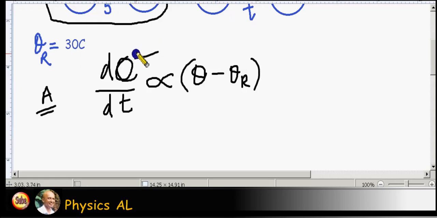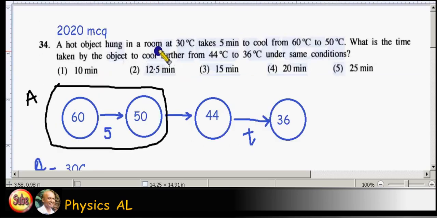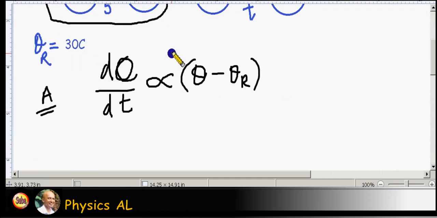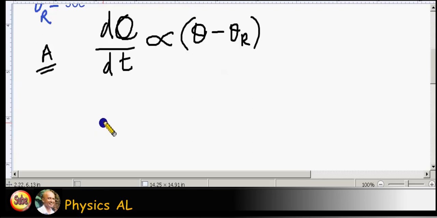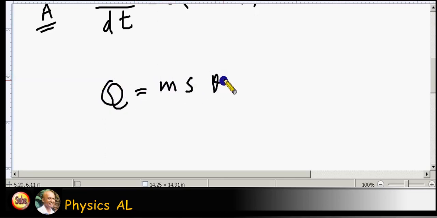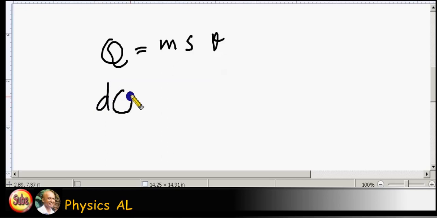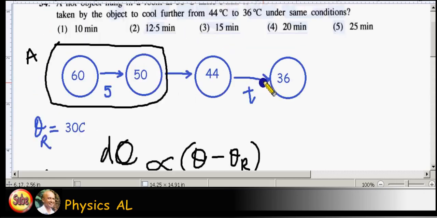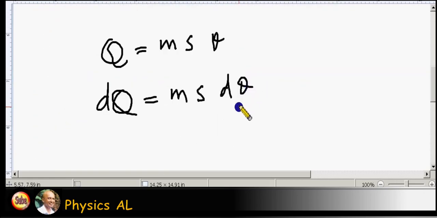But we don't know anything about Q. What is Q? Q is the heat, the amount of heat. But no data is given about heat. Only temperatures are given. Therefore, we have to change this equation a little bit. We know Q equals m s theta. Then we can write dQ. dQ is the specific amount of heat used for this incident, and d theta is the specific amount of degrees increased or decreased in this incident.